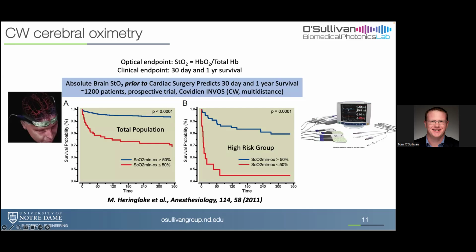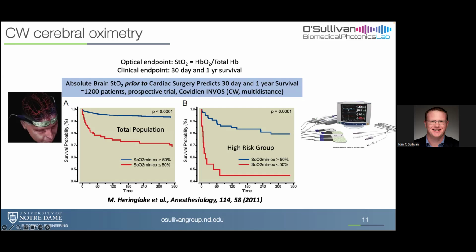But this study was a little different. This was measuring brain oxygenation before they went into surgery. The type of cardiac surgery varied, could have been bypass or whatever, but it was not controlled for in this study. What they looked at was baseline oxygenation. They measured patients for some period of time, looked at the minimum oxygenation over that time range, and separated it between above 50% and below 50%. That's a pretty gross kind of separation.